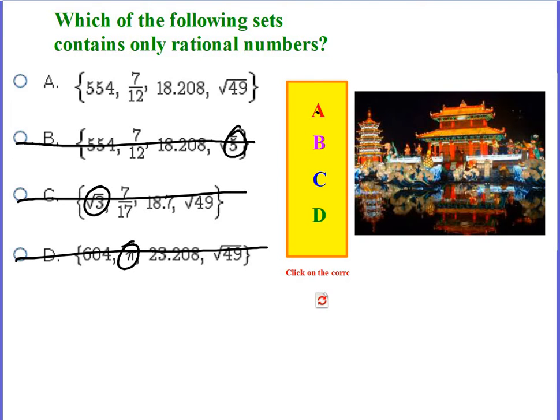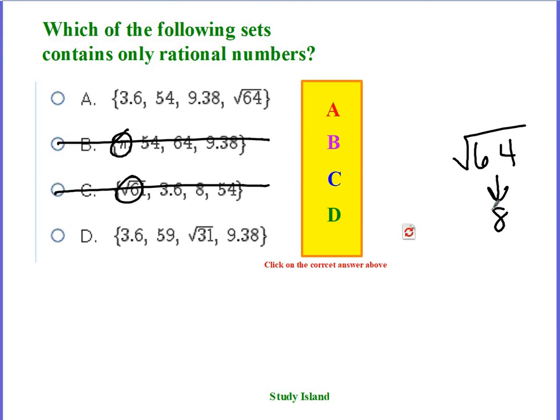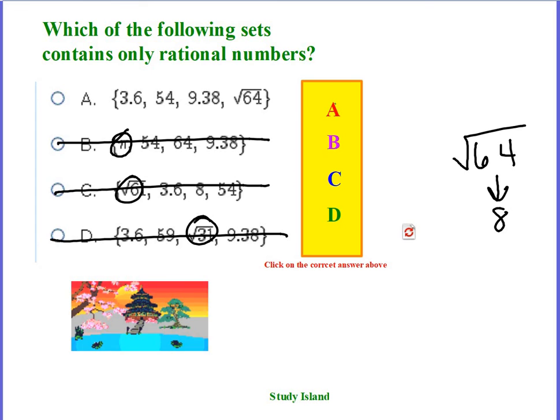All right, again, pause, and then come back and check your answer. All right, so here, your B is out because of pi. C is out because of square root of 61. Okay, 64 is a perfect square, but 61 is not. And here, 31 is not a perfect square, so that is out. So in this case, my correct answer is A.